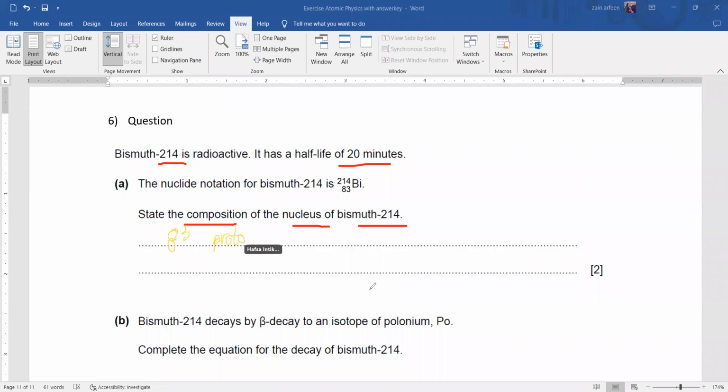So it contains 83 protons. That's right. And you take the difference, 214 minus 83, so 131 neutrons. That will be the number of neutrons present in the bismuth.